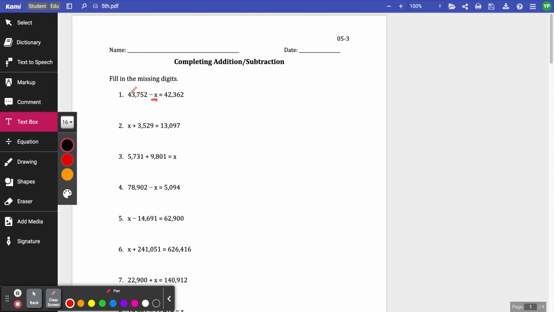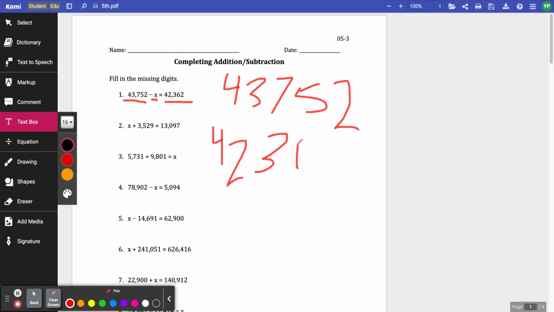For the first one, it's going to be the biggest number minus the smallest number equals a medium number. In order to find the smallest number, which is x, we're going to have to subtract the medium number, 42,362, from the biggest number, 43,752. Once we subtract this, we're going to get x, which is the smallest number. So 2 minus 2 equals 0.